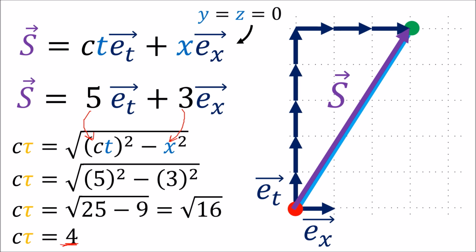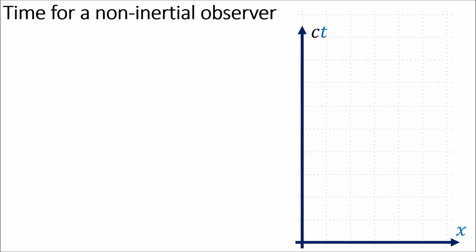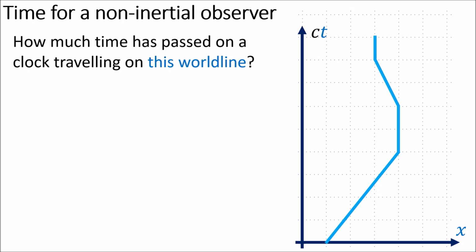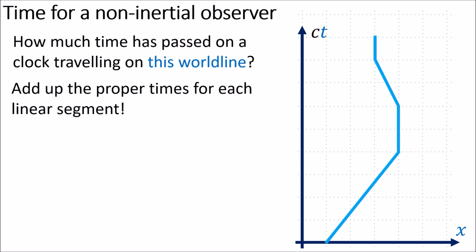Plugging the components 5 and 3 into our formula for proper time, we get that c times tau is equal to 4. Now, let's say that we have an observer that travels to the right, then stands still, then travels left, and then stands still again. The world line for this observer is not a straight line. So how do we figure out how much proper time has passed on a clock that's traveling on this world line?